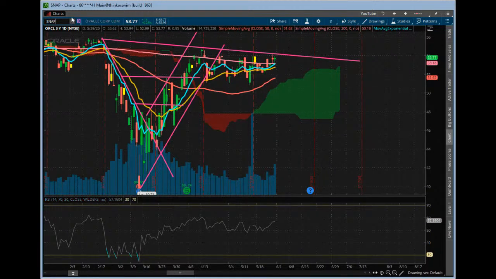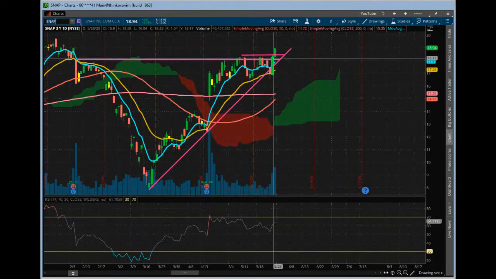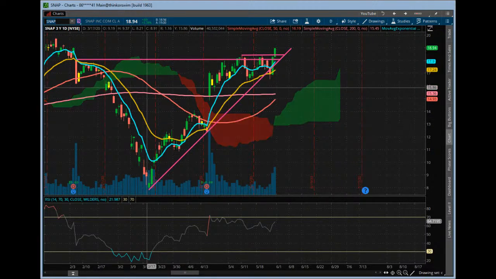Snap. Yep, good. I'm glad you mentioned that because we were looking at Pins a little bit ago. Snap is also trying to work its way up too. Good flow on Friday. So let's see if that gets some follow through to the upside.